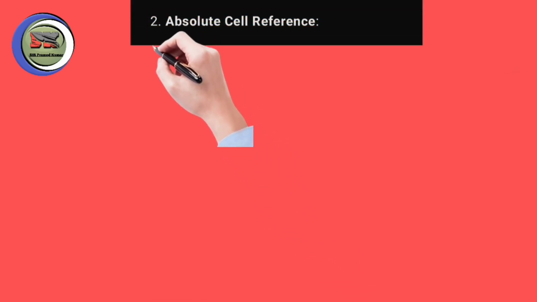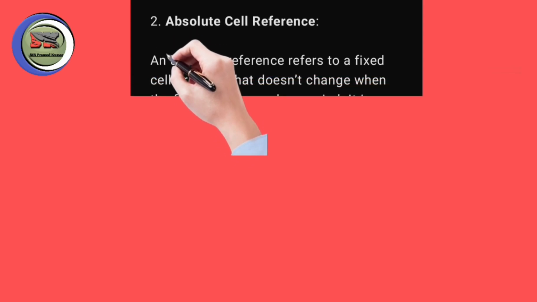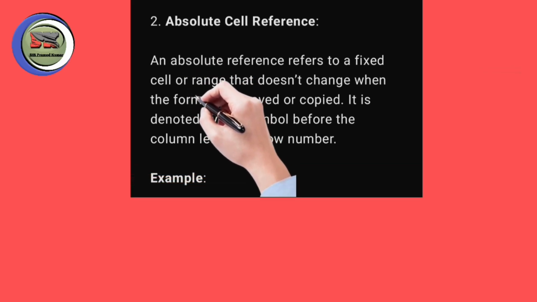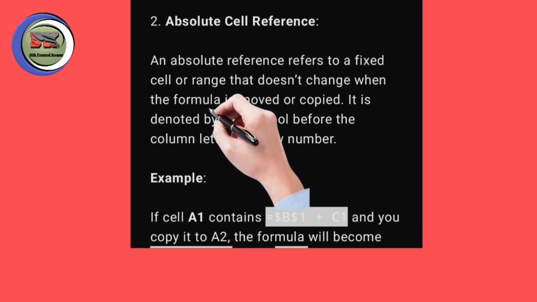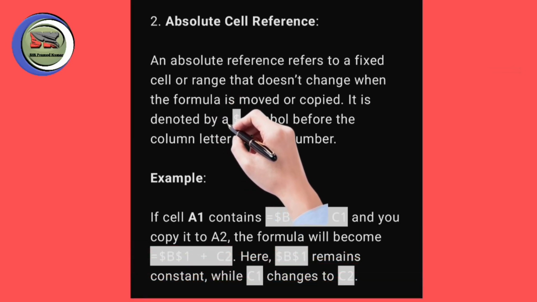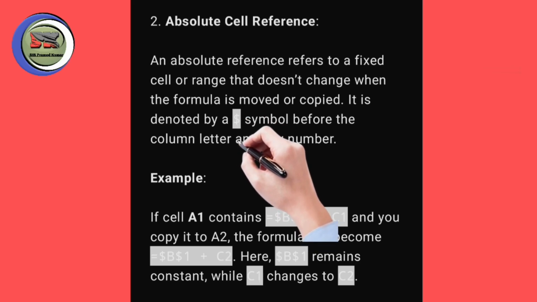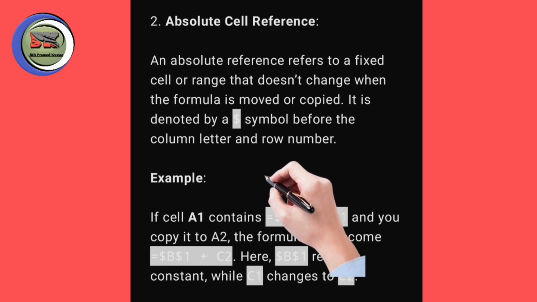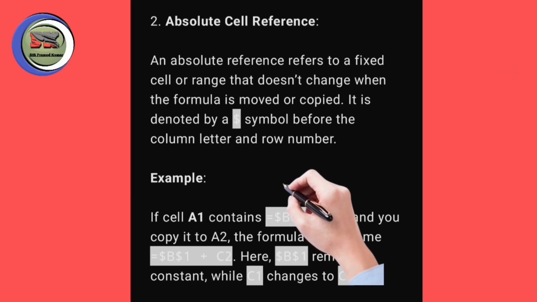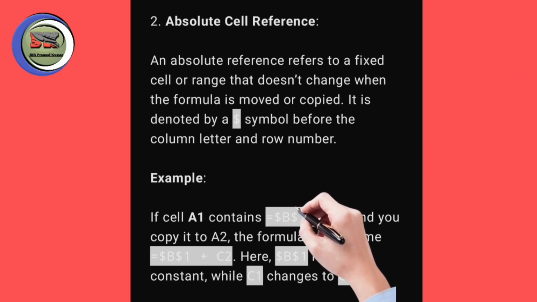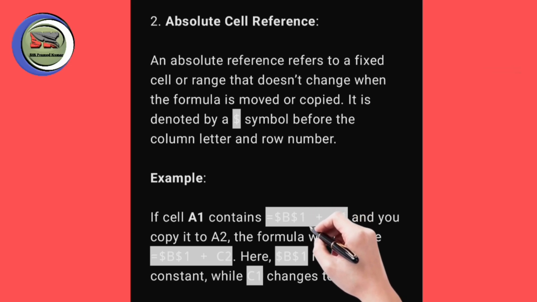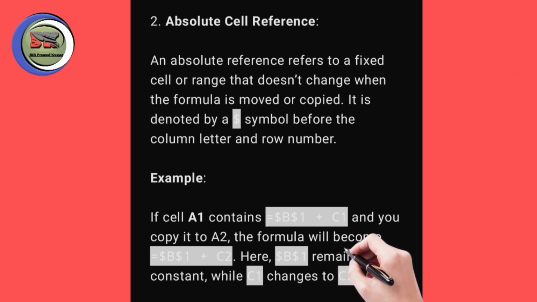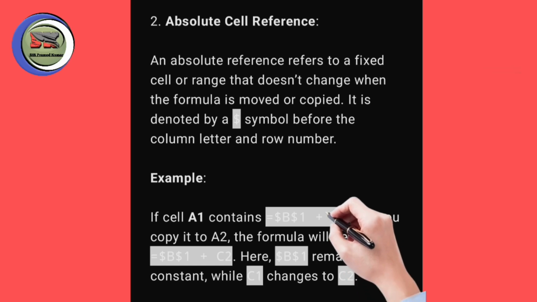2. Absolute cell reference. An absolute reference refers to a fixed cell or range that doesn't change when the formula is moved or copied. It is denoted by a $ symbol before the column letter and row number. Example: if cell A1 contains =$B$1+C1 and you copy it to A2, the formula will become =$B$1+C2. Here, $B$1 remains constant, while C1 changes to C2.